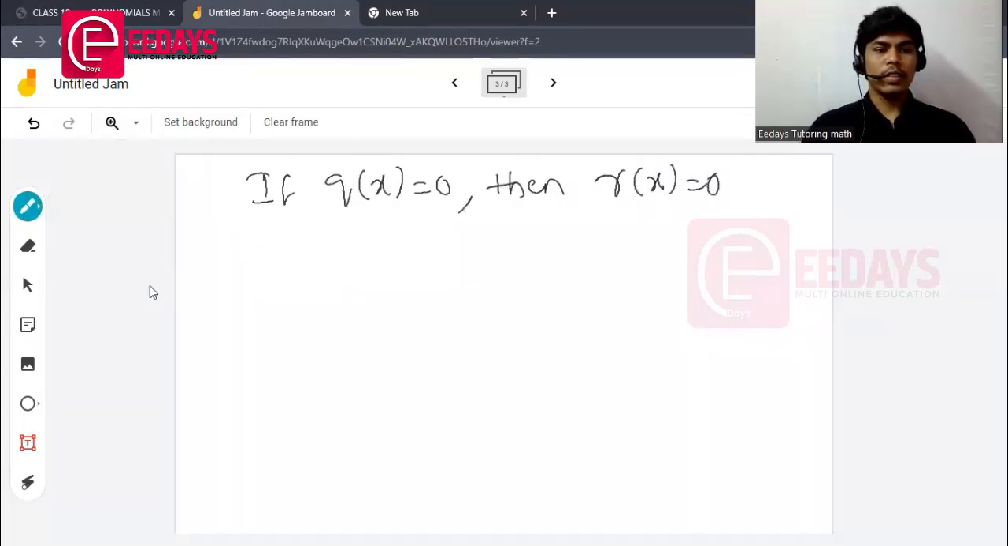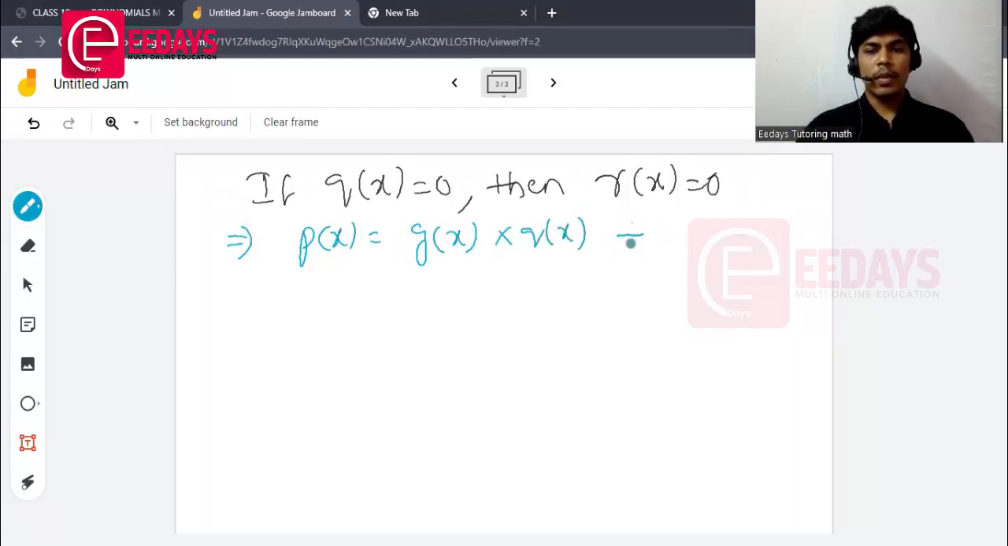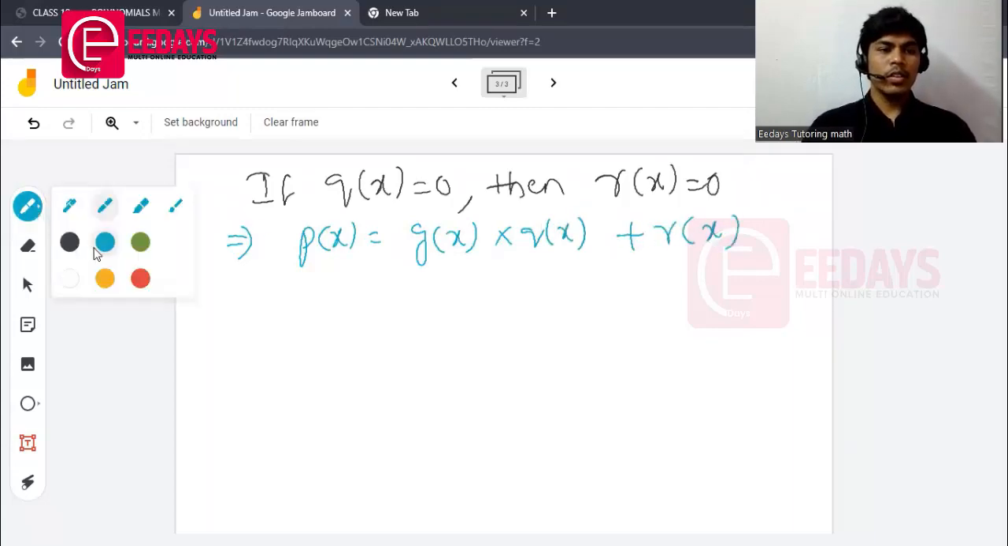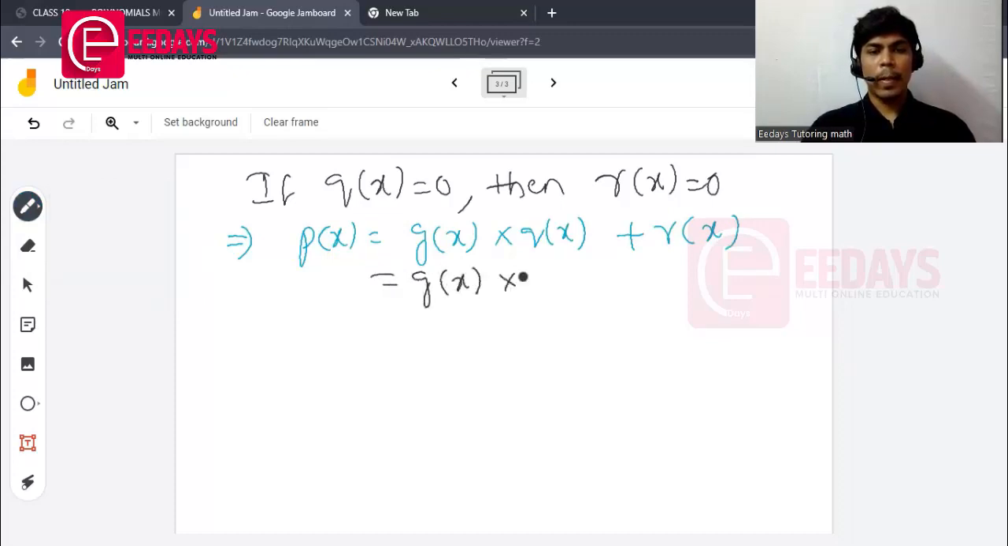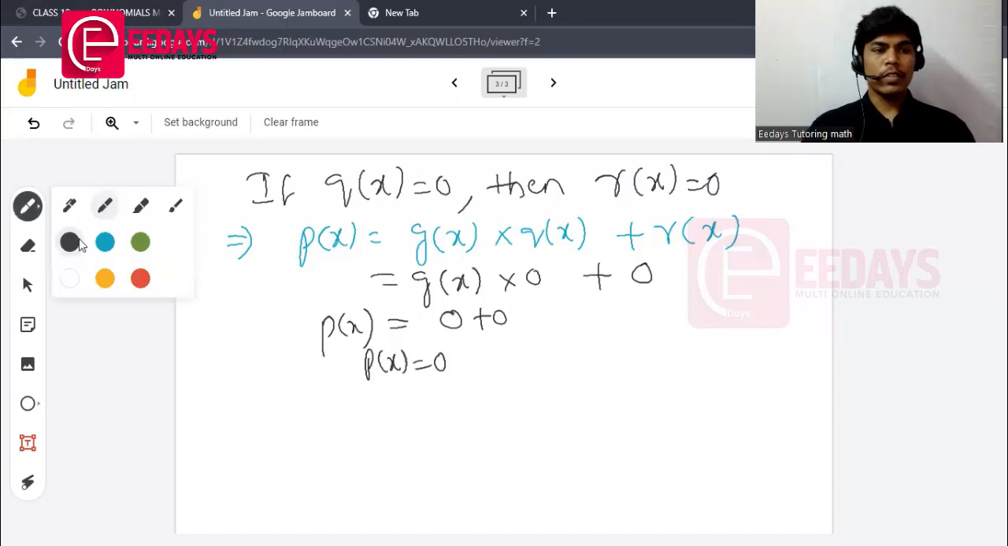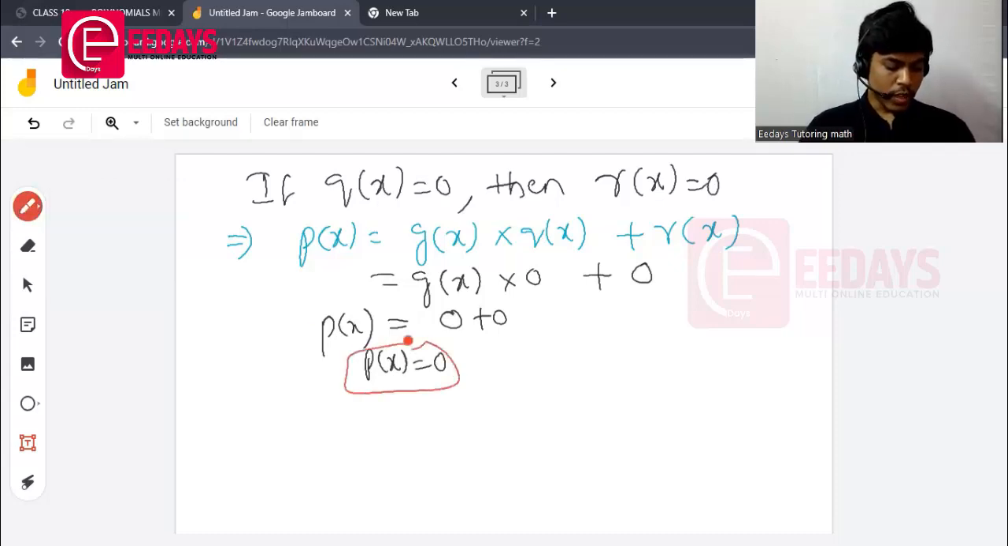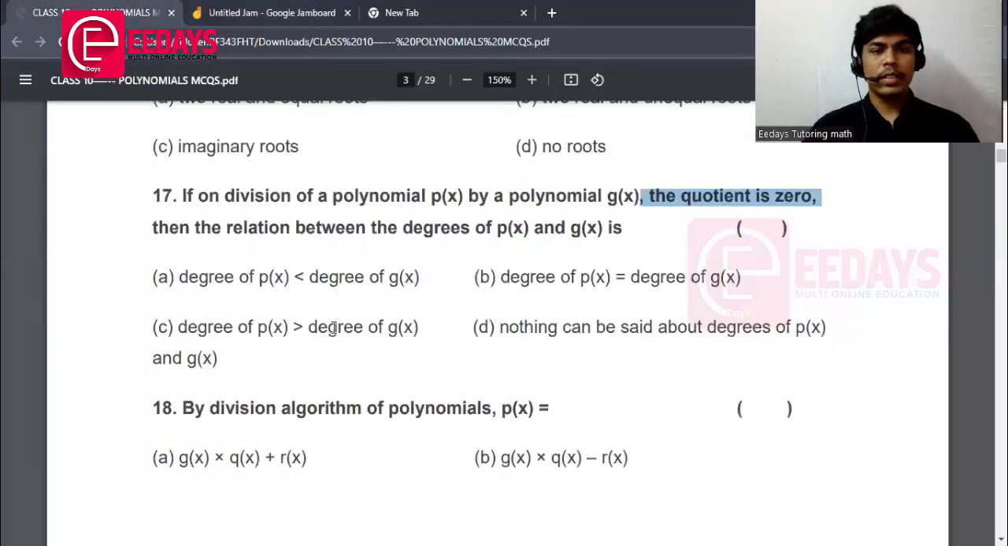Let us substitute over there. So we are getting p of x is equal to g of x into q of x plus r of x. If you substitute, g of x into 0, r of x also 0. 0 into anything is 0, 0 plus 0. So finally p of x we are getting 0 over there. So we are getting p of x is equal to 0. So that's why option A.